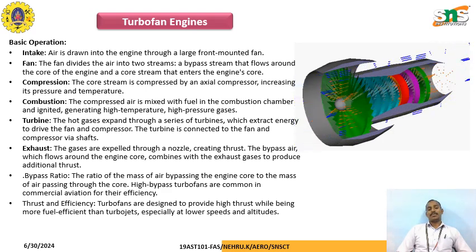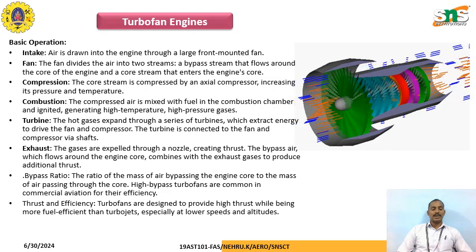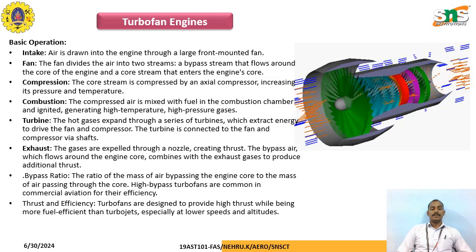Compressor: the core stream is compressed by the axial compressor, increasing the pressure and the temperature. Combustion chamber: the compressed air is mixed with fuel in the combustion chamber and ignited, generating high temperature and high pressure gases. Turbine: the hot gases expand through a series of turbines, which extract energy to drive the fan and the compressor. The turbine is connected to the fan and the compressor via the shaft. Exhaust: the gases are expelled through the nozzle, creating thrust. The bypass air which flows around the core combines with the exhaust gas to produce additional thrust.